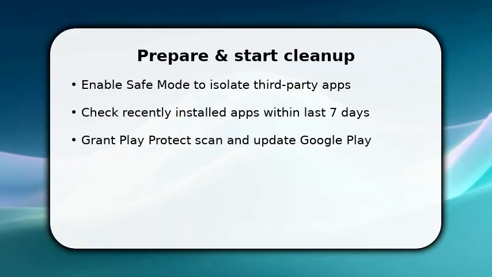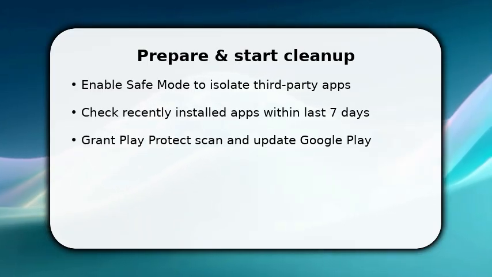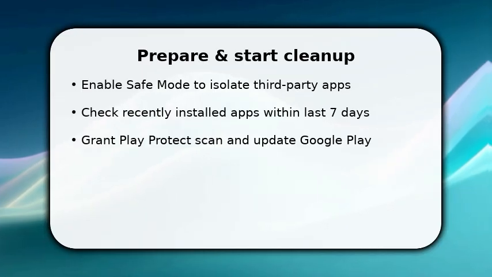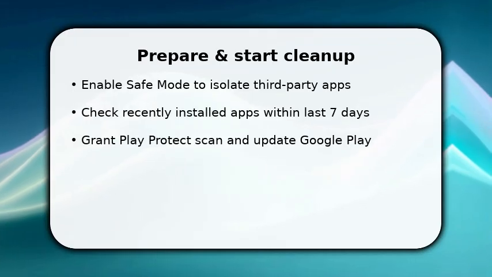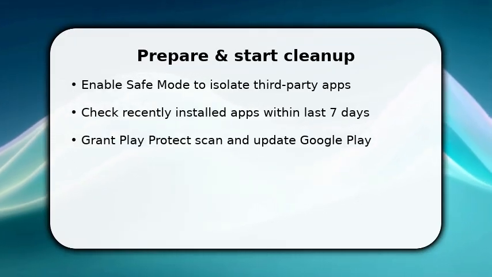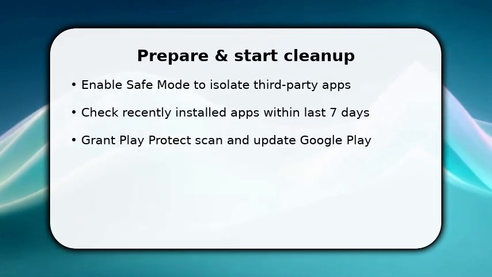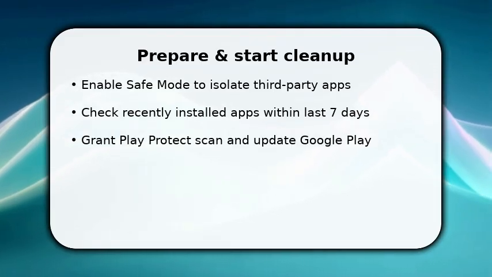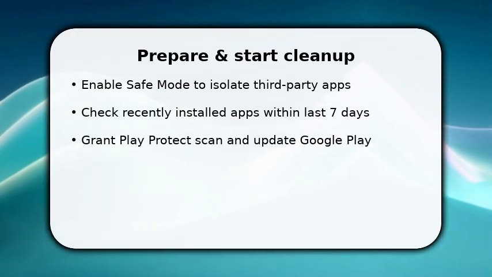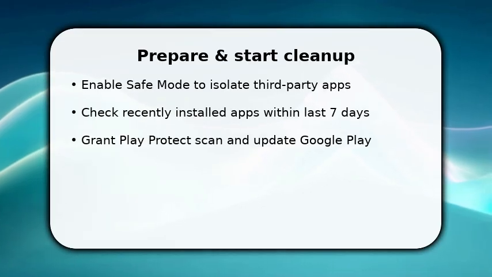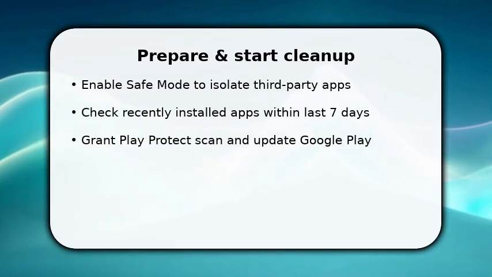You start by isolating the problem. Boot into safe mode to disable third-party apps temporarily so you can test if pop-ups stop. Next, open settings and sort apps by install date. Focus on anything added in the last week because most offenders are new. Then run Google Play Protect and update Play Store components to rule out system-level issues. This combination quickly narrows suspects so you can take direct removal steps with confidence.